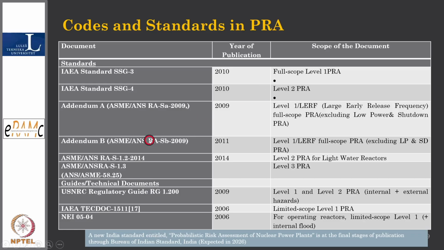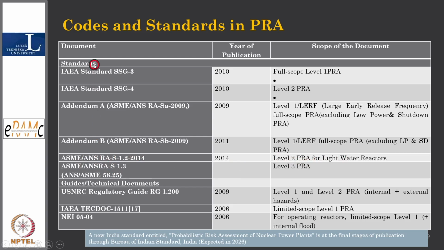The International Atomic Energy Agency, for nuclear systems, has the standard SSG-3 for level 1 PSA, SSG-4 for level 2 PSA, and I think the old version 12 is for level 3 PSA. Then there is the addendum, ASME, for large early release frequency, and their years are also given. So you can see there are many standards available. ASME, ANS, RAS have a standard for level 2 PRA for light water reactors.